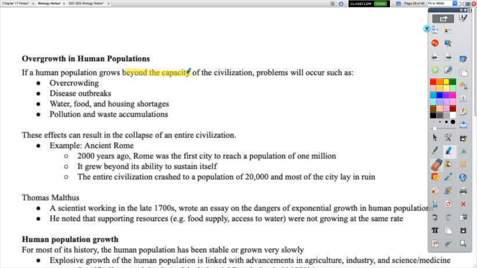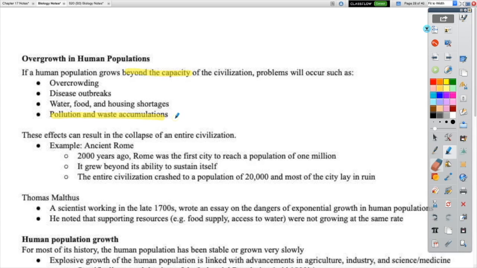Where was hit hardest by coronavirus? Big cities, places where there was a lot of people packed together. You can get water, food, and housing shortages. This is constantly an issue all over the world, right? There are a lot of places where there's just not enough water or food or homes to provide for everyone, okay? And then, of course, our pollution and waste accumulation. The more people, the more waste we produce, the more pollution we put out, the less the Earth is able to stably support our population.